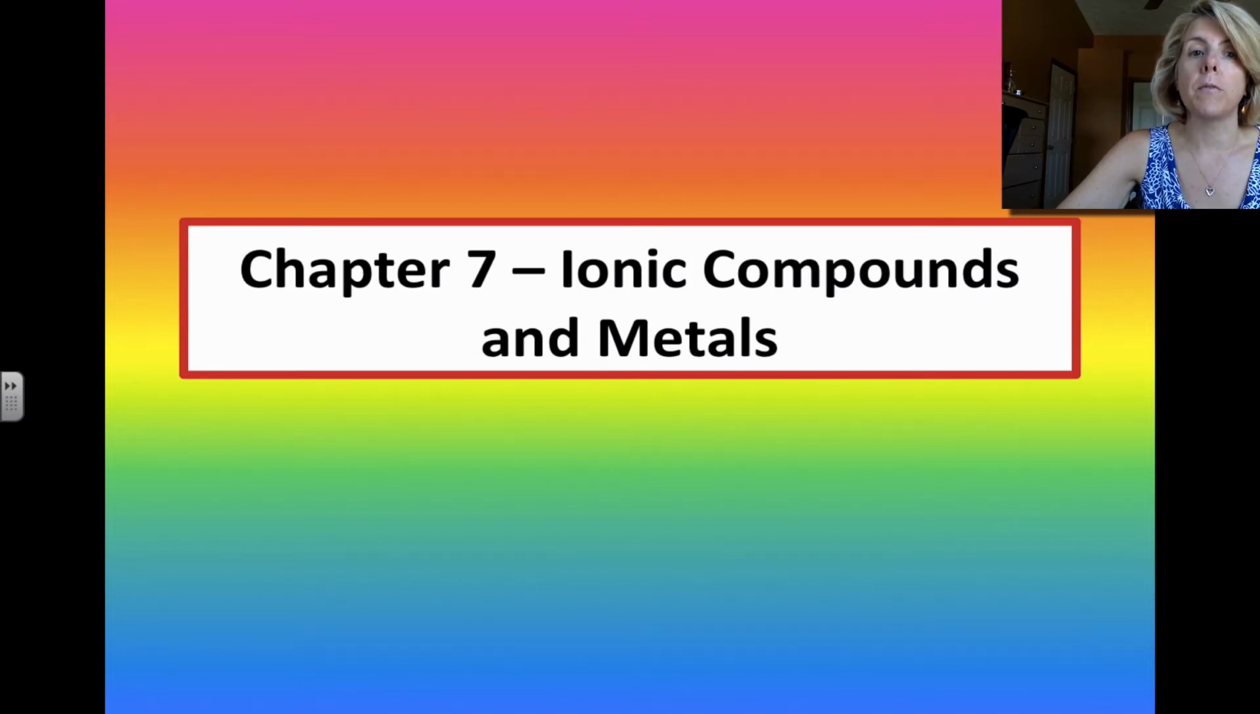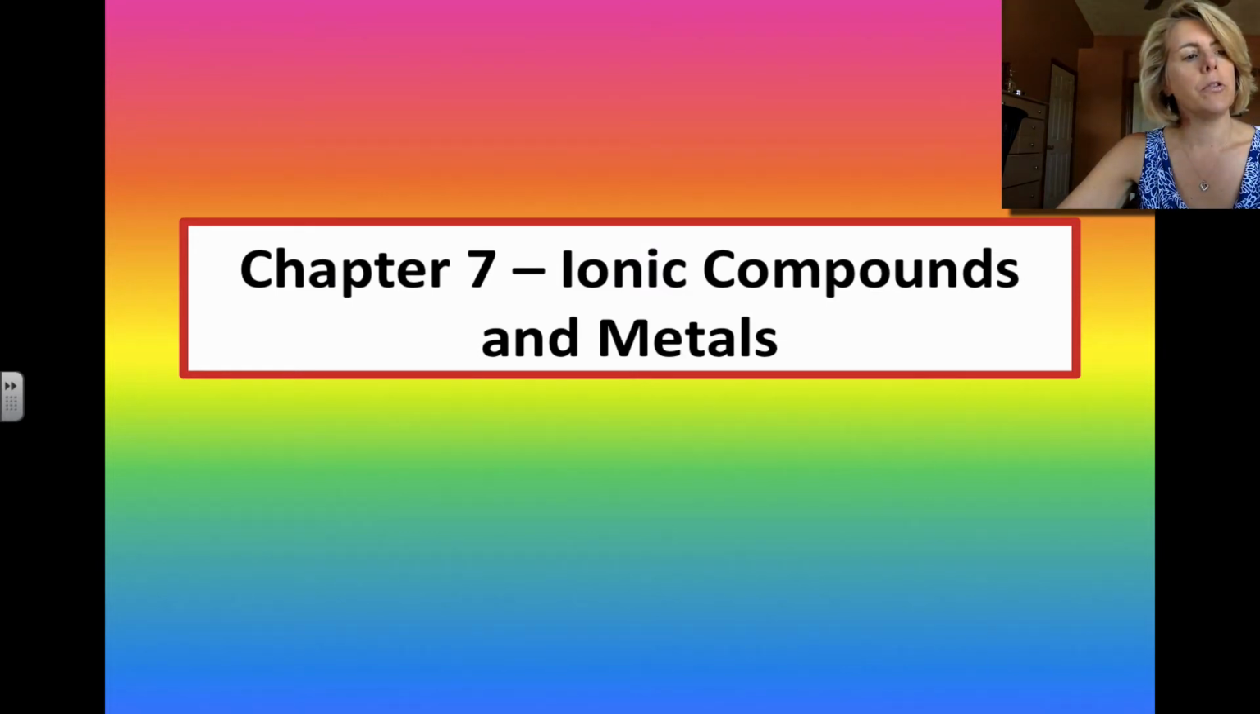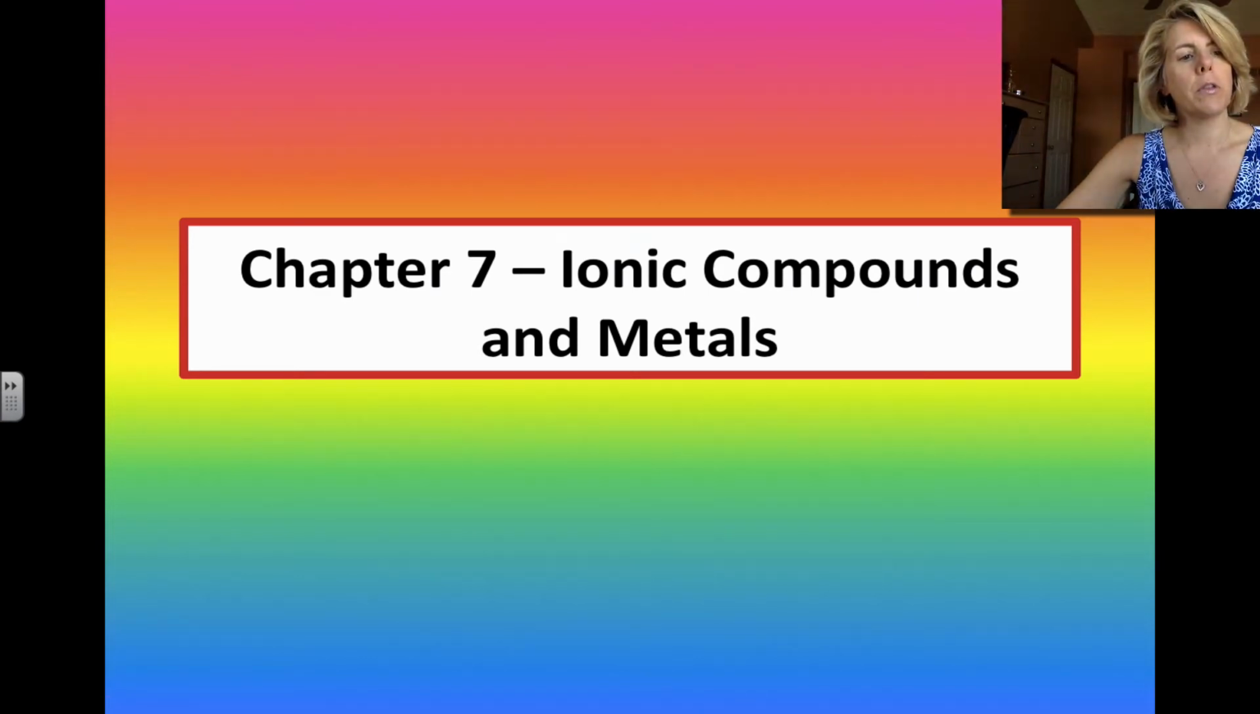This is part one of chapter 7, Ionic Compounds and Metals. Today we're going to talk about ionic compounds, and you probably are wondering, well, where can I find ionic compounds? I actually have a container of, this is low-calorie G2. It's a thirst quencher, and it's kind of interesting when you look at the label. They talk about thirst quencher, they talk about electrolytes, and we're going to unpack what is an electrolyte.